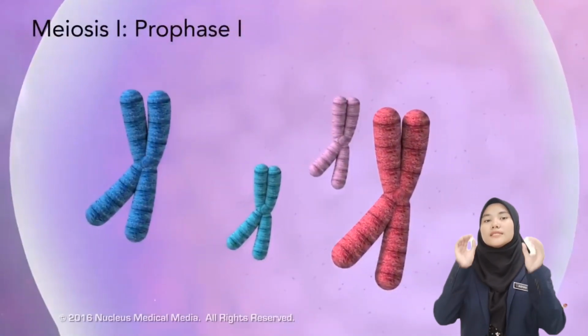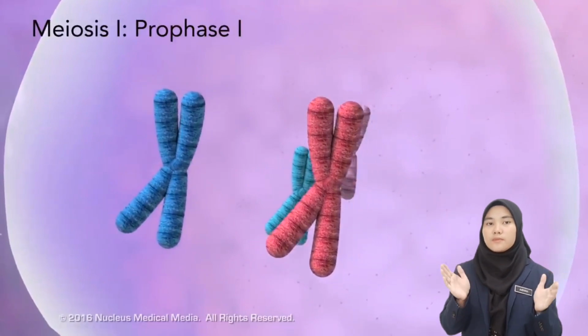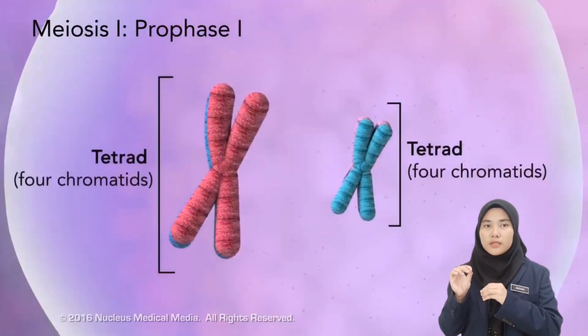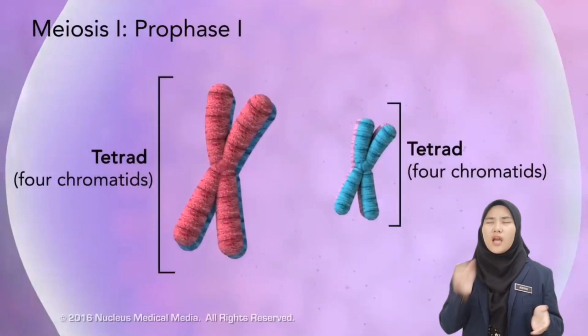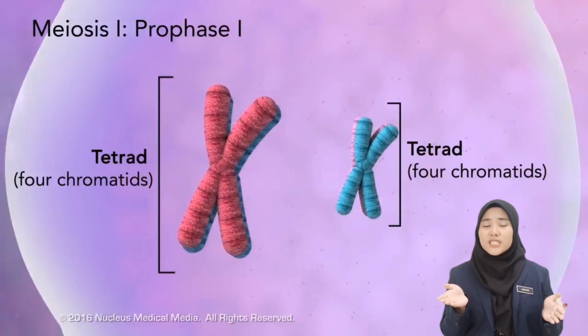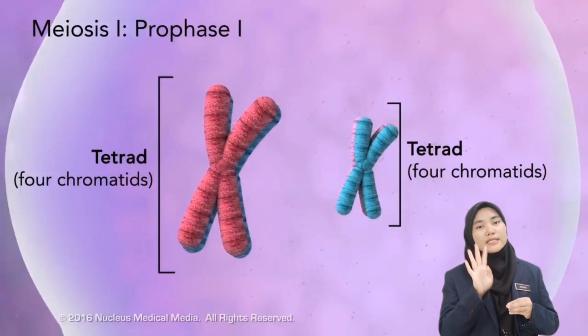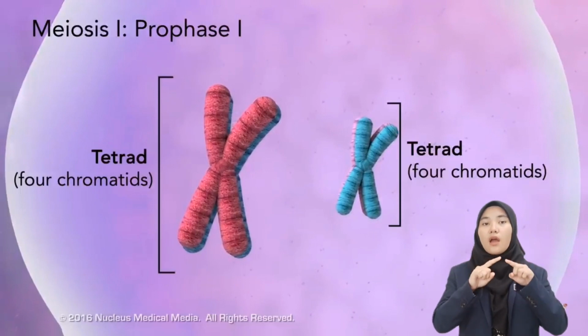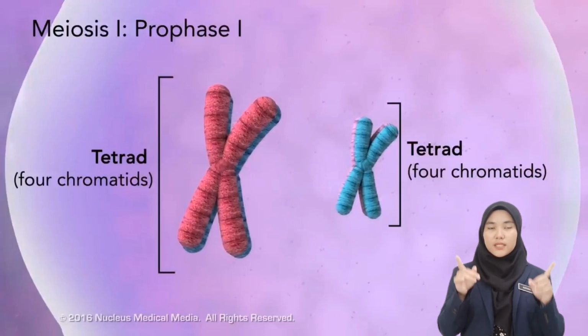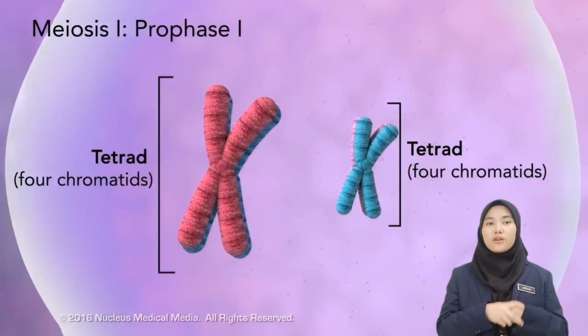In a process called synapsis, each chromosome pairs up with and binds to its corresponding homologous chromosome, forming a tetrad. Okay, what is a tetrad? A tetrad is the group of 4 sister chromatids in a paired homologous chromosome. Remember that. What is a tetrad? A tetrad is 4 sister chromatids.